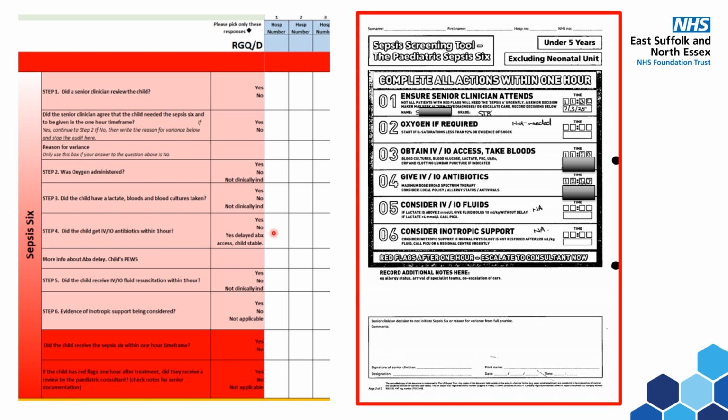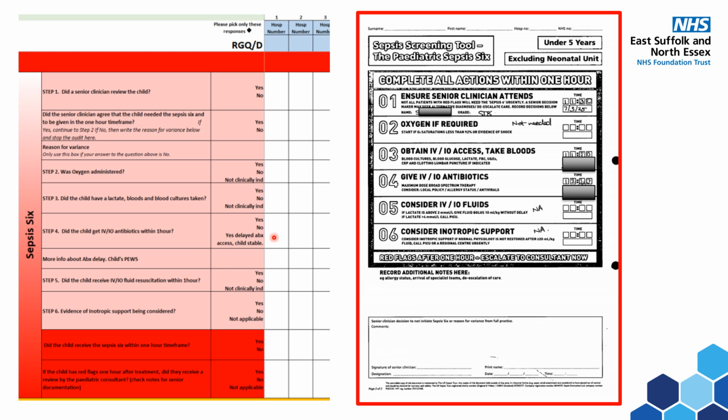Did the child get IV antibiotics within 1 hour? And I'm going to look at that section and I can see there 12, and I think that says 23. So it's still within the 1 hour. So remember time 0 is 11:30. So it's given at 12:23. So I'm going to say yes for that part. They did get it within the 1 hour.